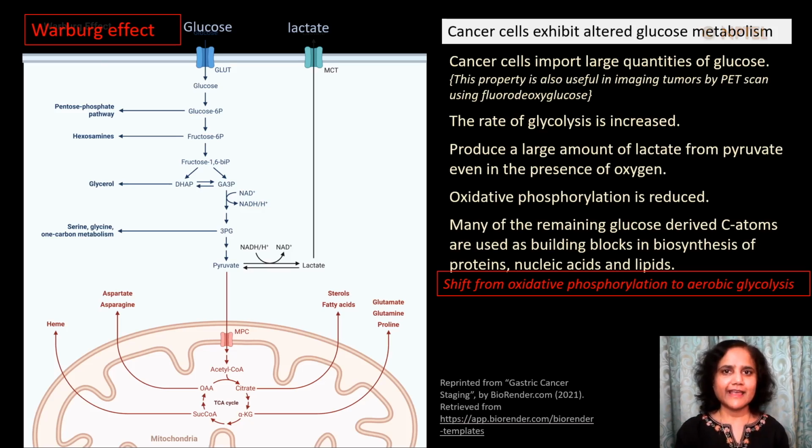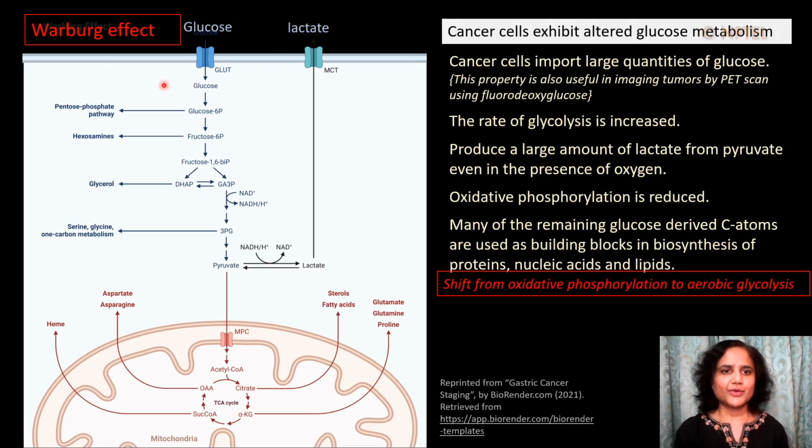Importantly, cancer cells exhibit altered sugar or glucose metabolism. And this phenomenon is termed Warburg effect after the scientist who discovered it. This basically refers to a shift from oxidative phosphorylation to aerobic glycolysis. So cancer cells can import large quantities of glucose into their cells, and of course this property is also useful in imaging of tumors by PET scan using fluorodeoxyglucose.